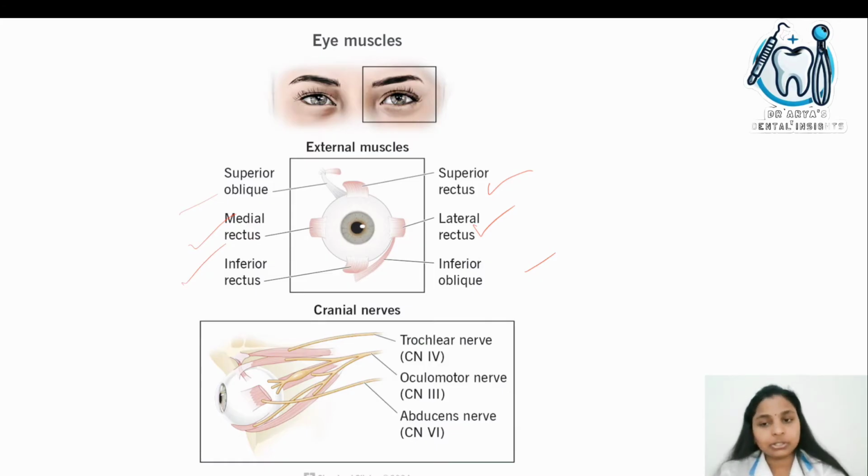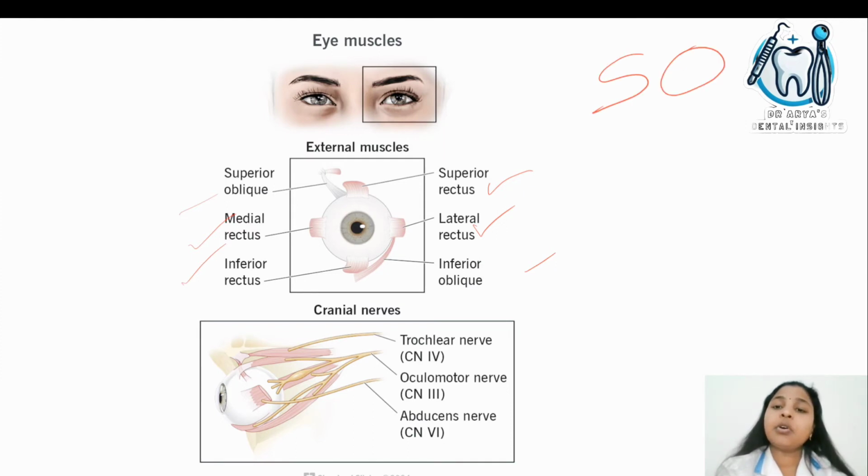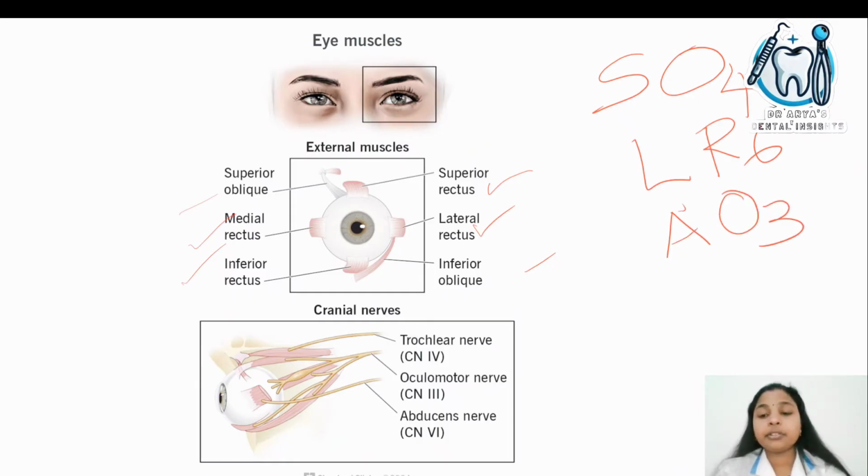So its innervation is also important. There is one more mnemonic, that is SO4, LR6, AO3. So this is the mnemonic for extraocular muscles. What is SO? It is superior oblique. If it's superior oblique, then it is innervated by the fourth nerve. Which is the fourth nerve? It is trochlear. So trochlear nerve is the fourth nerve. So superior oblique is innervated by the fourth cranial nerve, that is the trochlear nerve.